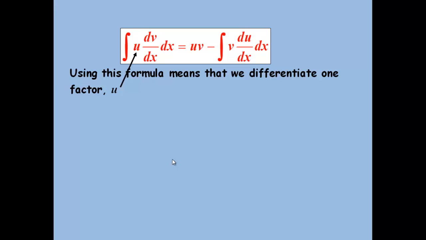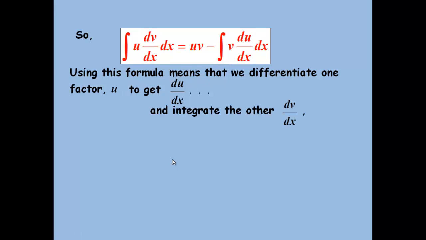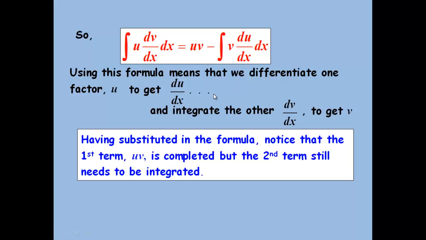So we differentiate the u and we integrate the dv dx to get v. Notice that this second term on the right hand side still needs to be integrated. So integration by parts is only useful if we can make this easier to integrate.